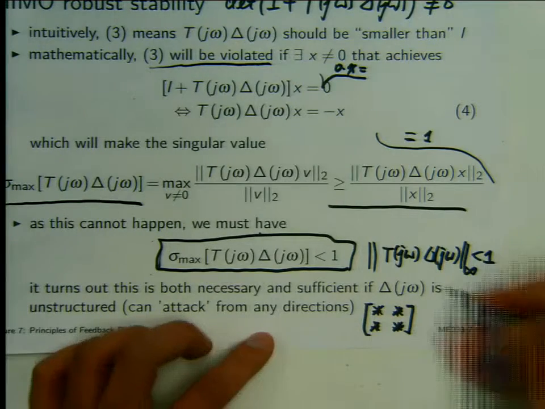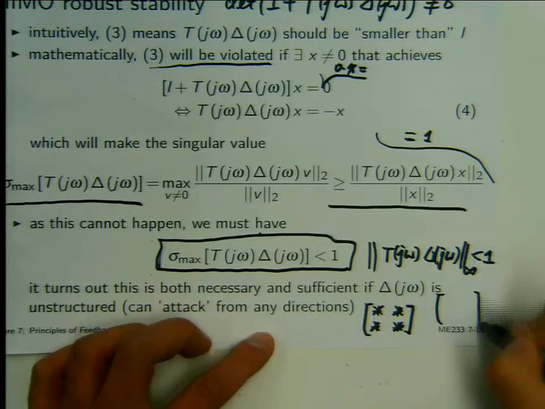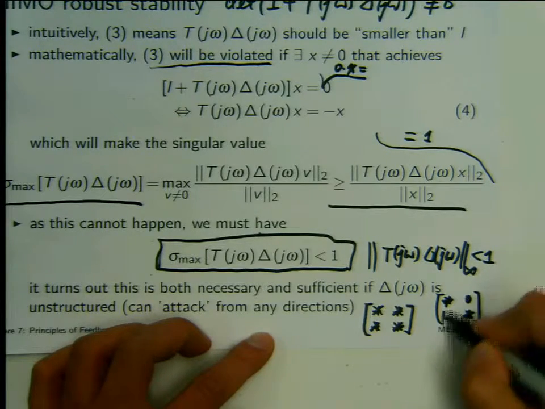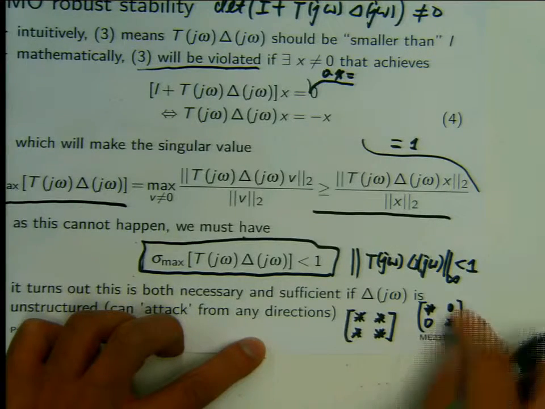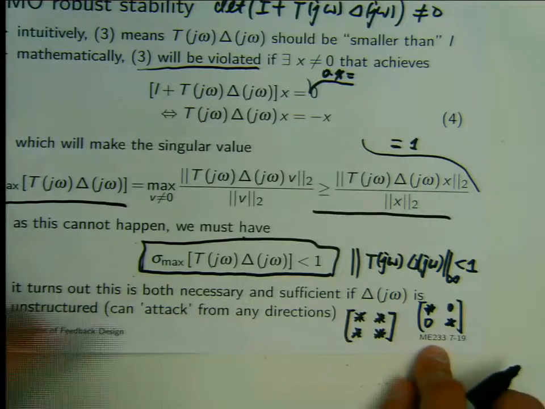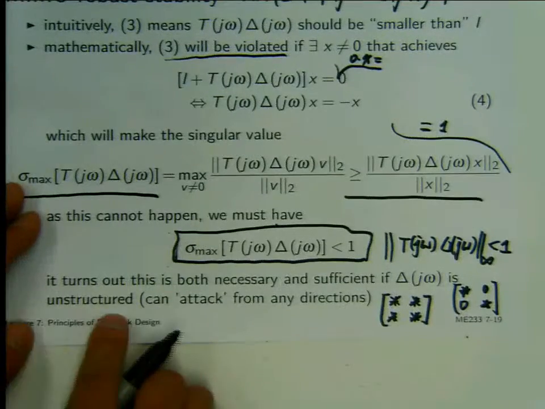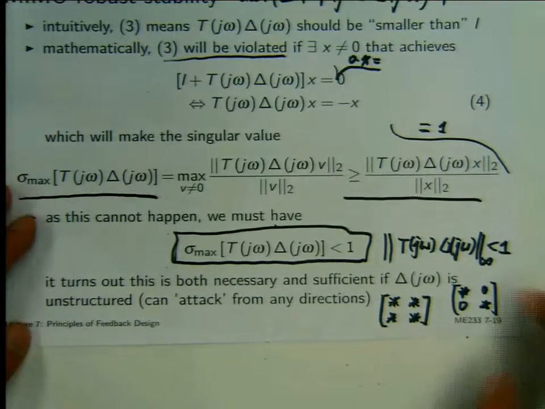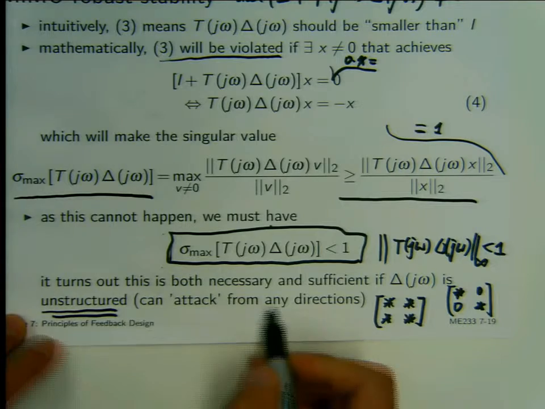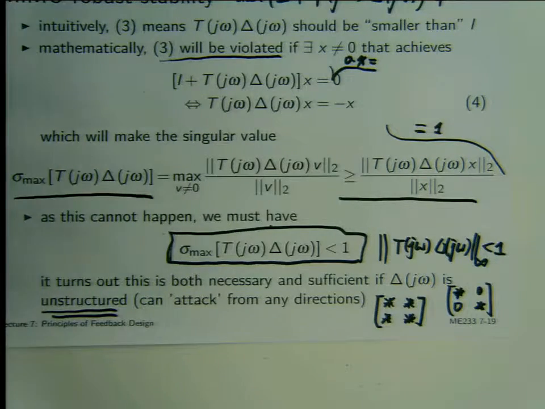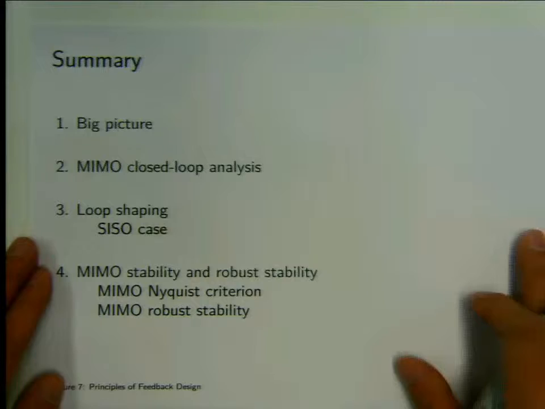If you read more advanced books about MIMO stability analysis, there are cases where, for example, only 2 elements of this uncertainty term are uncertain and the other 2 are 0. For that case, it's not unstructured; it has certain structure in the uncertainty. So now you know what unstructured means, from this very quick, very big picture of robust stability analysis for MIMO systems.